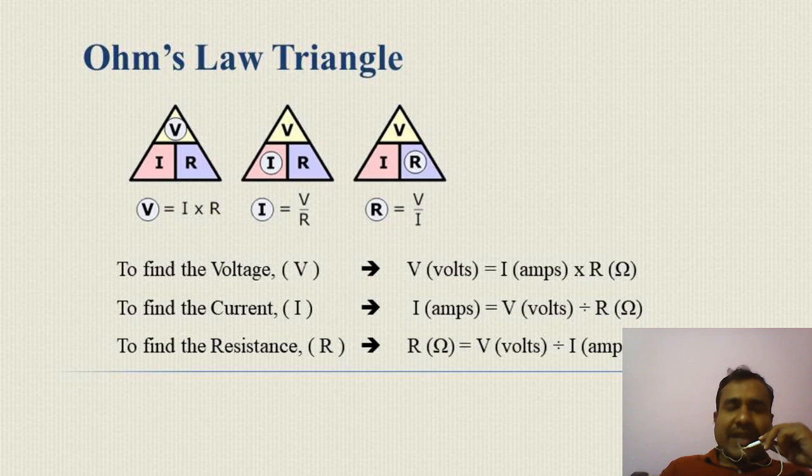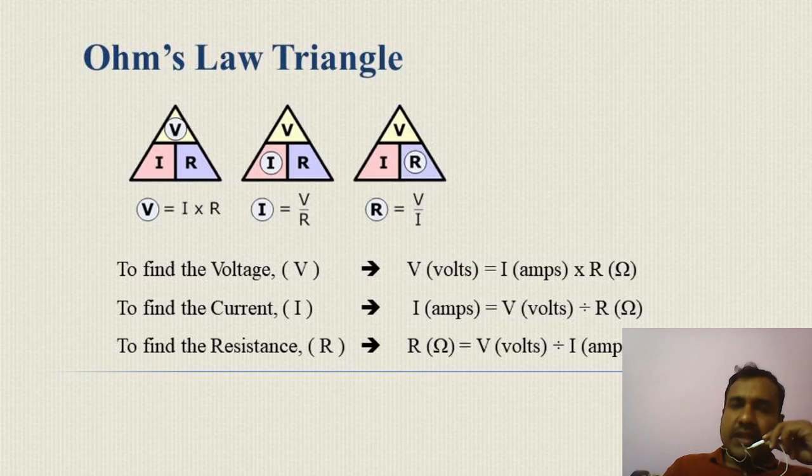Similarly, going to the second triangle where I want to find out the current I. Where is current I in this triangle? So current I is at the left corner. So I'll keep that at the left side of the equation, and that's I is equal to, so keeping that apart, what are all there? V and R. V is at the topmost corner, R is at the rightmost corner. So I can easily write I is equal to V by R.